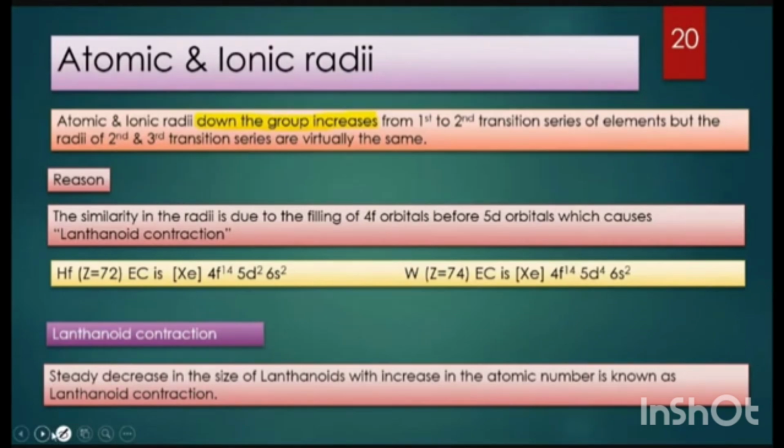The same can be seen in the third transition series, which is due to the filling of the 4f orbital before the 5d orbital, which is the actual reason for the lanthanide contraction. The definition of lanthanide contraction is: a steady decrease in the size of lanthanides with increase in the atomic number is known as lanthanide contraction. The same phenomenon can also be seen in the third transition series of elements. That is why their atomic size is found to closely resemble that of the second transition series of elements.